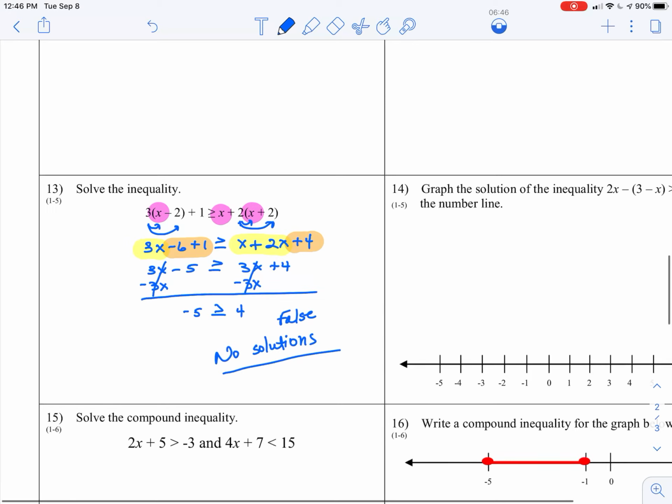So there are no solutions for number 13 simply because, and you look at that and you go, but how do you know that, Mrs. Quigley? Because that is false. So if it turns up to be false, there's no solutions.